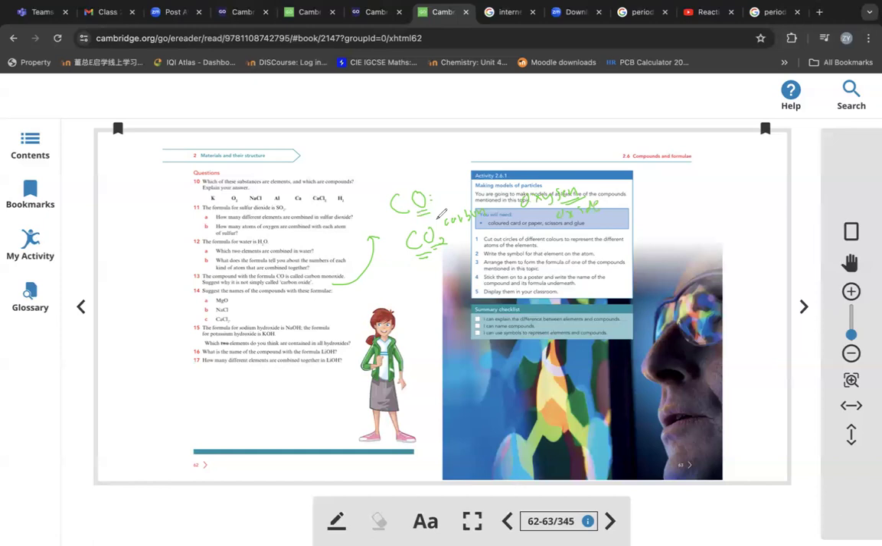The reason is, why is it not called carbon oxide? Because if you call it carbon oxide, you cannot tell how many oxygen atoms are there. Wait, I thought oxide is for metal and monoxide is for non-metal. No, that quick rule I tell you so that you can identify quickly. You understand what I mean?